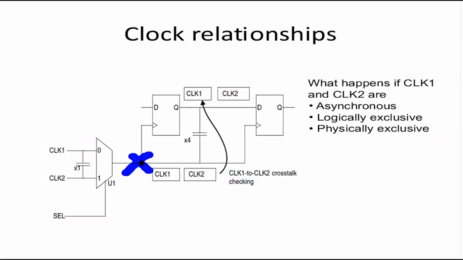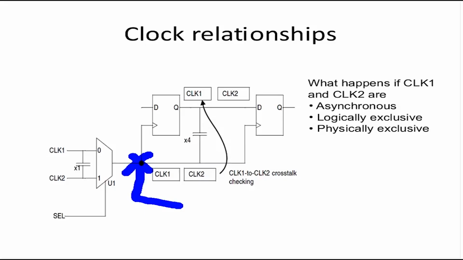So now this X4 is the coupling cap. Now if clock 1 and clock 2 were asynchronous, this would have an infinite timing window. But now there can be only two cases. Once at this point, it is either driven by clock 1 or driven by clock 2.